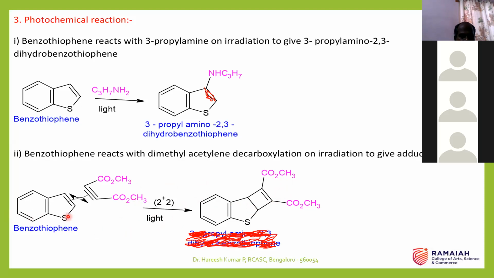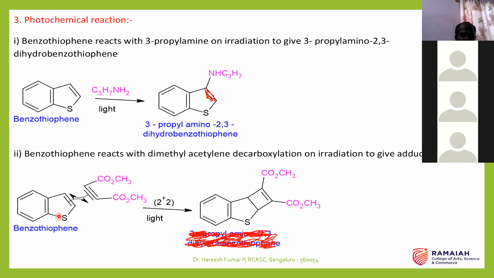Then benzo-thiophene reacts with, so what is the name of this compound? If you want to name this compound, you know that this is a methyl group, this also methyl, this also methyl, and without a double bond, it's called malic acid. So can we call it dihydro, dimethyl maleate, is the one compound.